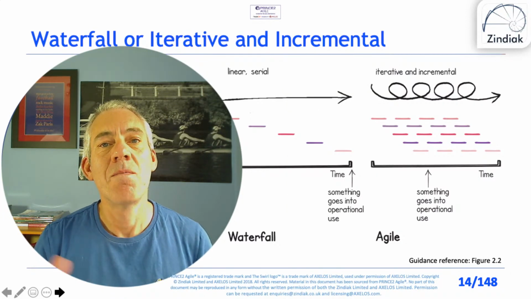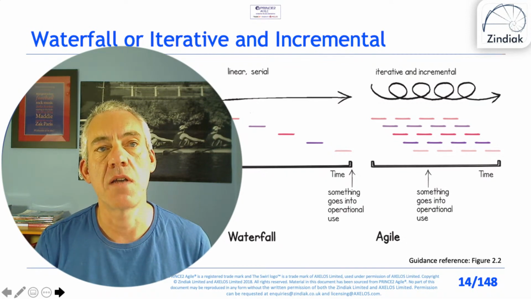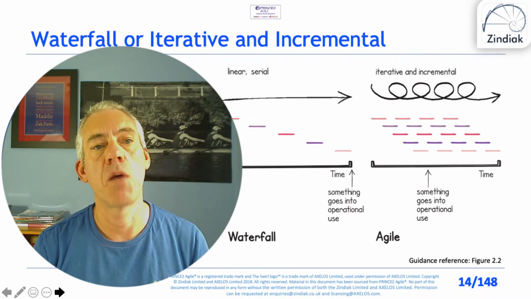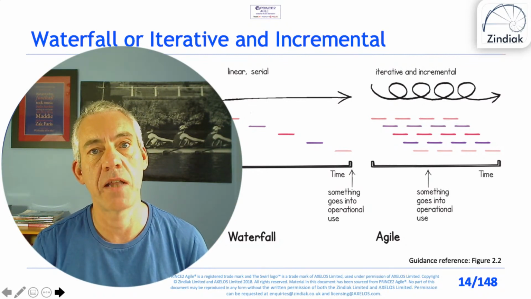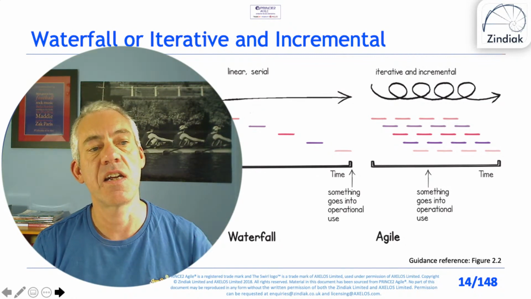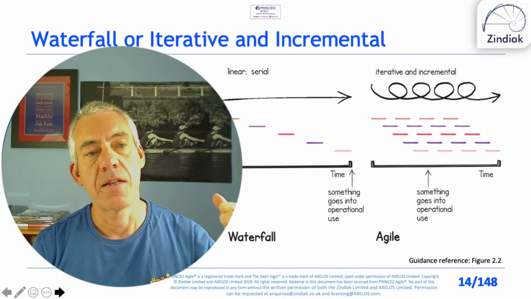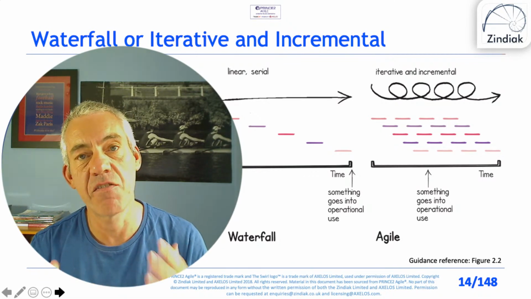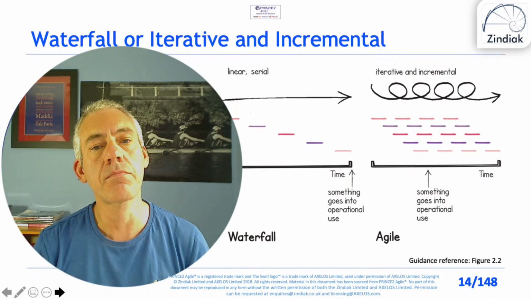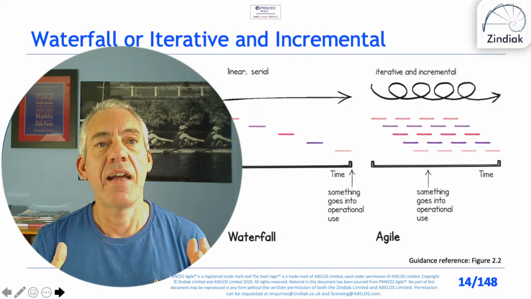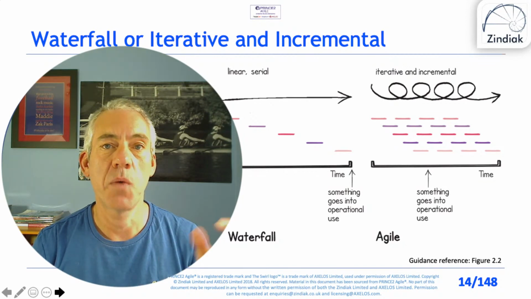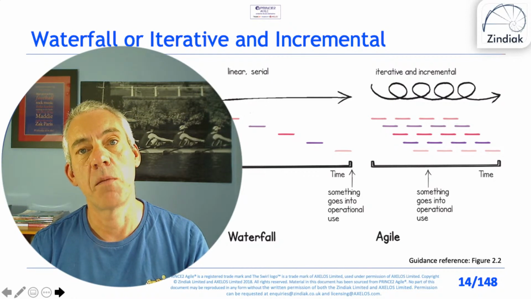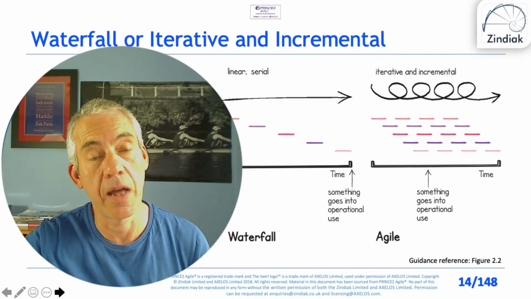So the two generic approaches, if you like, are waterfall and Agile, or a linear serial approach and an iterative incremental approach. In the linear serial or waterfall approach, in simple terms, we do all the analysis, then all the design, all the build, all the test, and deliver everything in one go. In an iterative and incremental approach, we do a little bit of analysis, a little bit of design, a little bit of build, a little bit of test, and then deliver a little bit.